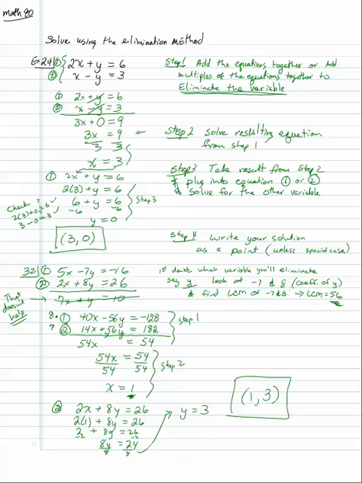And there you go. And again, I can check it real quick. 5 times 1 minus 7 times 3, does that equal negative 16? So 5 minus 21, yep. 2 times 1 plus 8 times 3, does that equal 26? So 2 plus 24, yep. So I know I did it right. Okay.